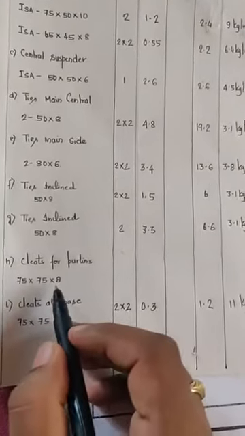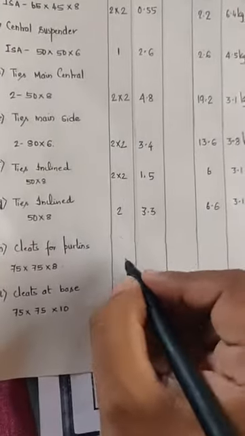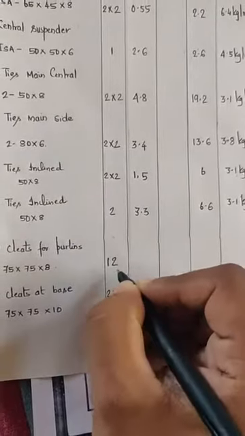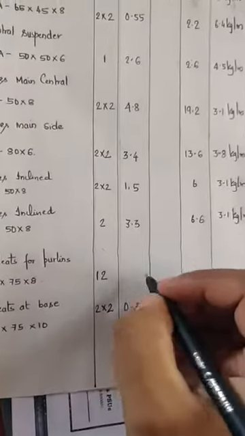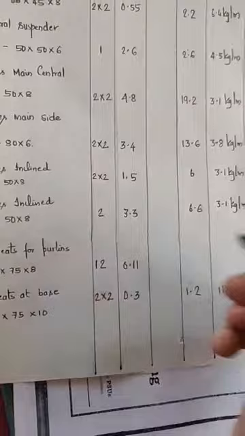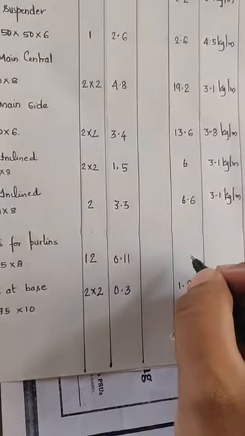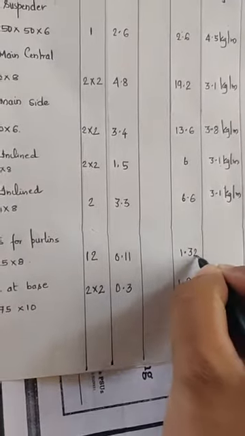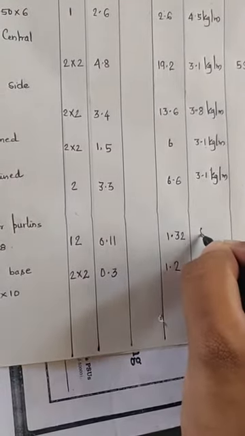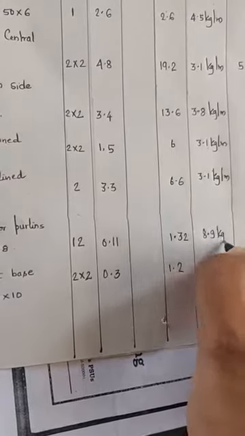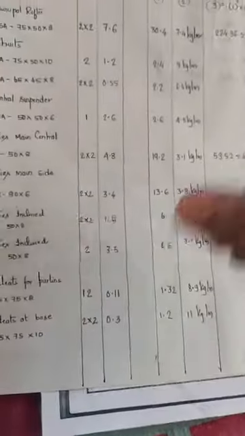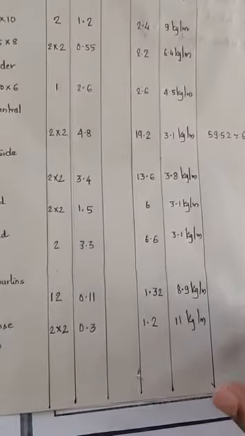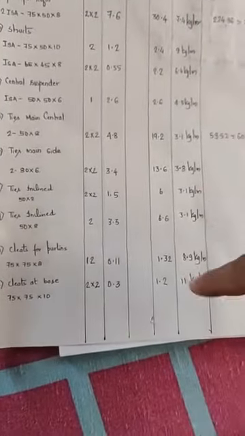Similarly, cleat angles for purlin, we discussed how many we require. We require 12 for one truss. So length is 0.11. So 12 into 0.11 is 1.32 meters and unit weight is 8.9 kg per meter. Just multiply, you will get the total weight in kgs. I hope you don't have any doubts with this part. Okay, moving on to next.